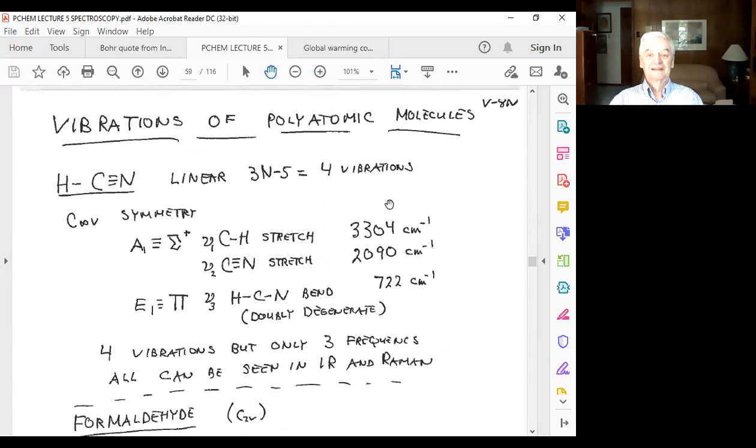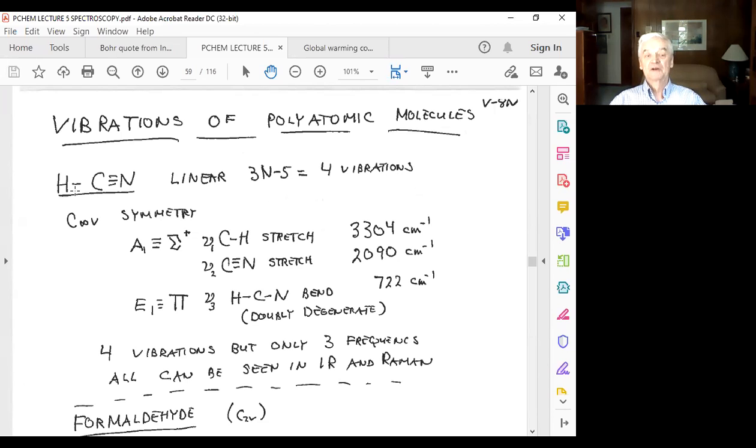Okay, so let's go back now to look at vibrations of other polyatomic molecules. We've looked at water. I mentioned CO2. I didn't show you exactly what the vibrations were, but you had a symmetric stretch, an anti-symmetric stretch, and then the bending. Let's first take care of what larger linear molecules might look like. So let's take HCN. A linear molecule has 3N minus 5 vibrations. In this case, it's 4.